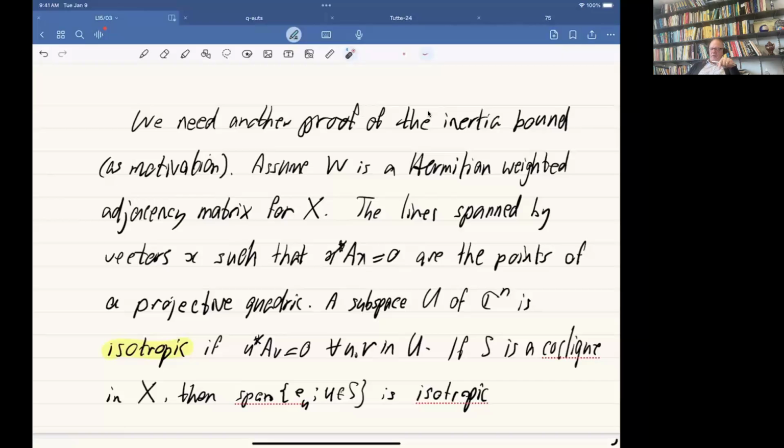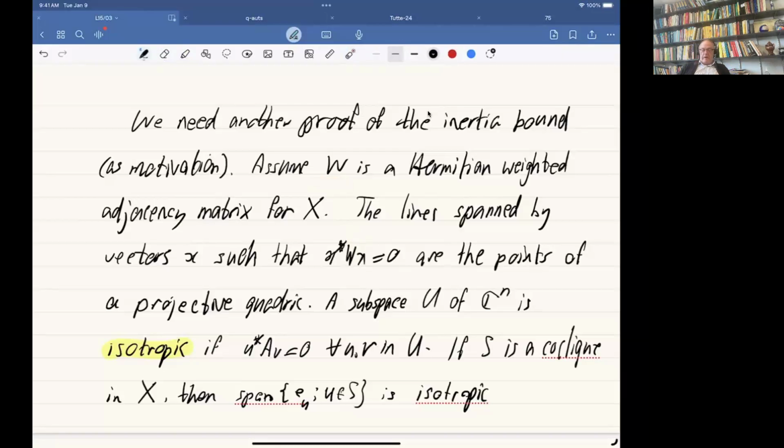Now, there's a third approach, which I'm sketching here. It's really related to the second one, but at first glance it looks different. And so I'll explain that. We're starting with a Hermitian-weighted adjacency matrix for our graph. Now, okay, so first mistake. I got my A's and W's back to front here. And so I'm going to look at the vectors X such that X star WX is 0.